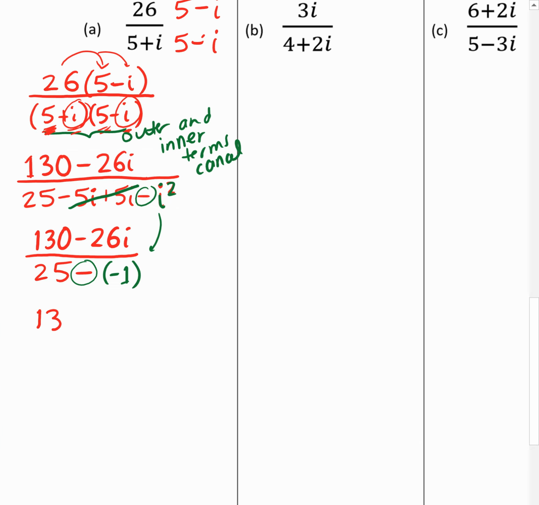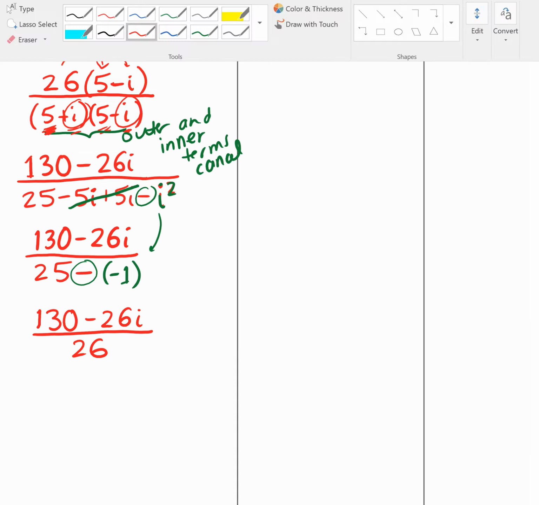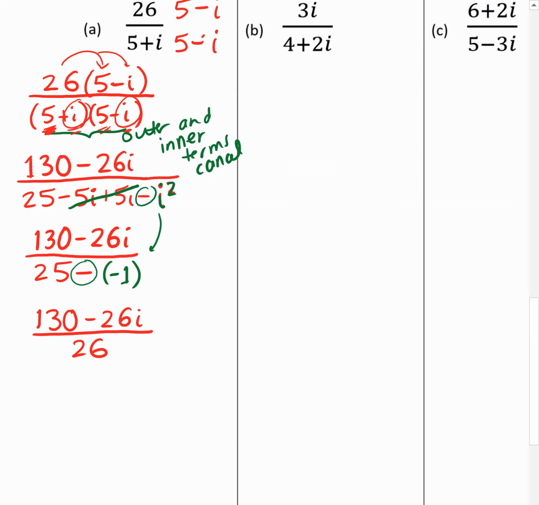The numerator's just kind of sitting there waiting. It's 130 minus 26i over, let's see, that's 25 minus negative 1, which is 25 plus 1, or 26. Okay, and this is where I might want to try to reduce or something, but I can't reduce, remember, unless you factor. I can't cancel the 26 and the 26, because you can only cancel in a rational expression like this if the thing you're trying to cancel is a factor, like you factored it out of the numerator and denominator. So probably what I would do is split this up into two fractions, just to make it safe.